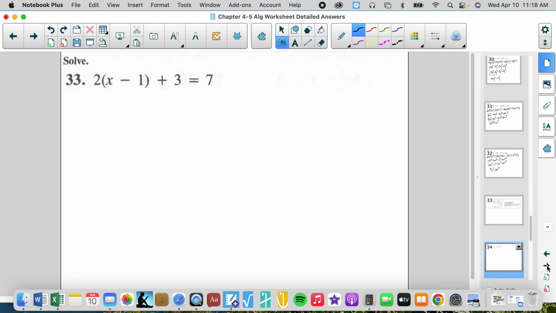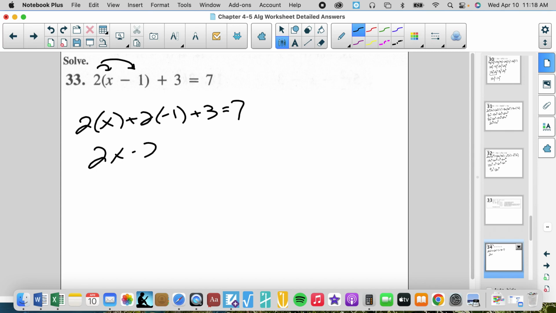All right, now we're solving. So we want to simplify. Always simplify the left side before moving things. So we're going to distribute. And we can have 2 times x plus 2 times negative 1 plus 3 equals 7. That gives us 2x minus 2 plus 3 equals 7. 2x plus 1 equals 7. I have simplified the left side.